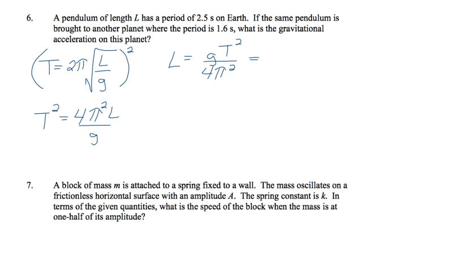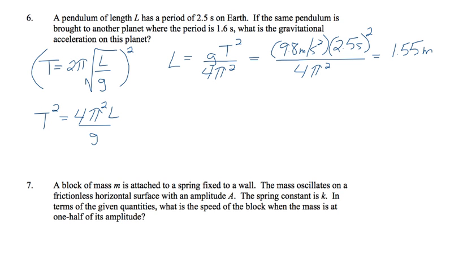So first I'm putting in the gravity of the Earth, 9.8. On Earth, the period is 2.5 seconds. Now I know gravity is going to be bigger on this other planet because it's a shorter period, so it's going to be moving faster to have a period of only 1.6 seconds. I'm going to divide that by 4 pi squared. And if you solve that, I got 1.55 meters.